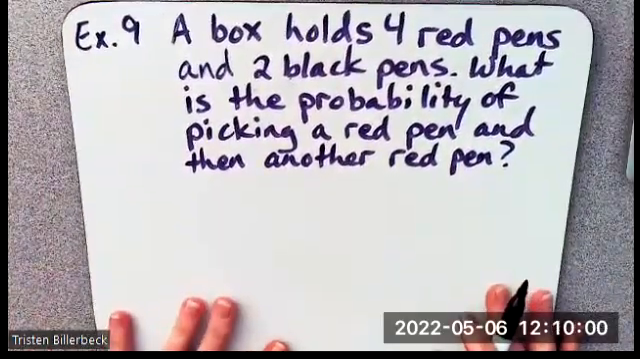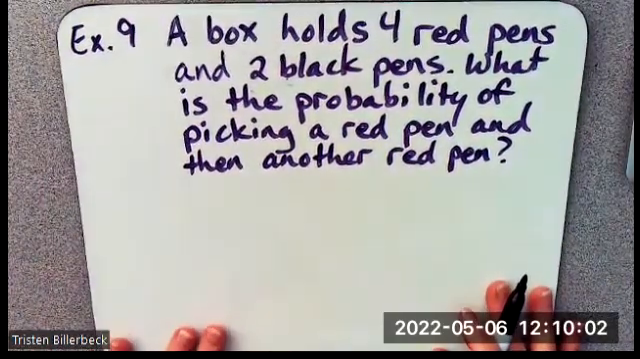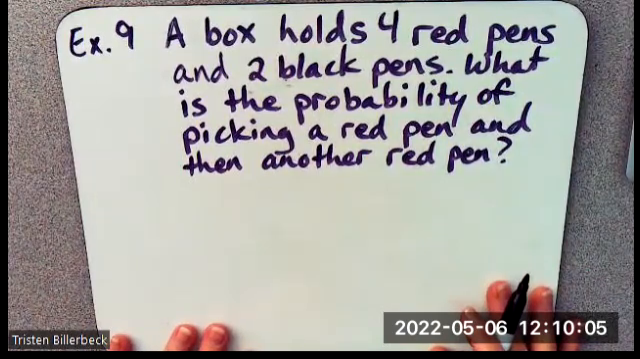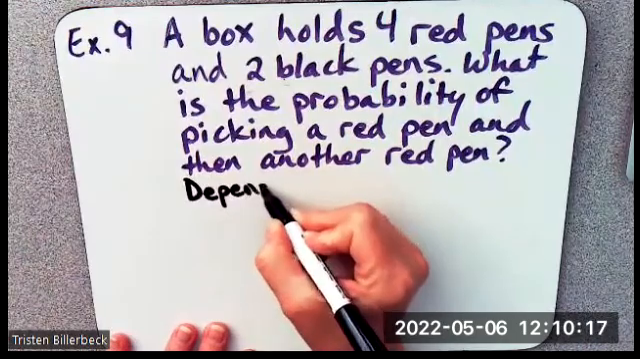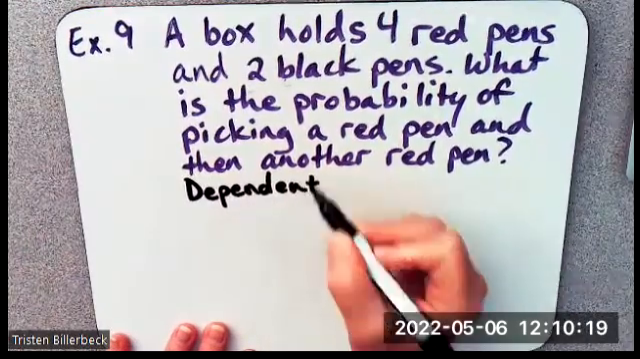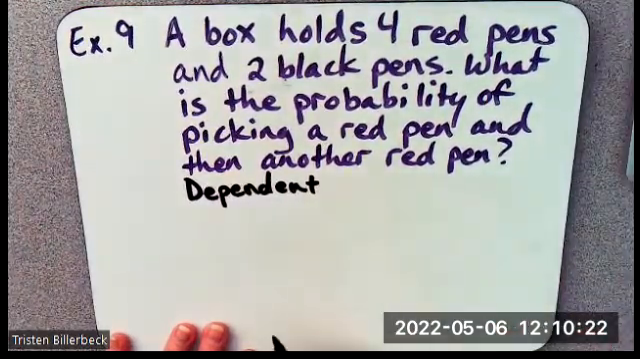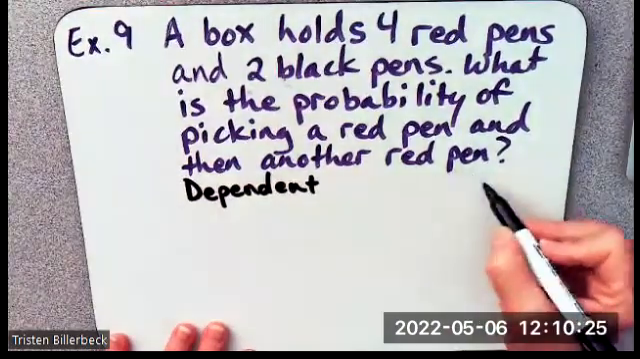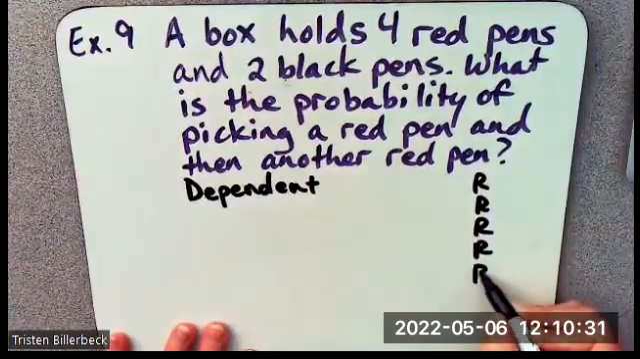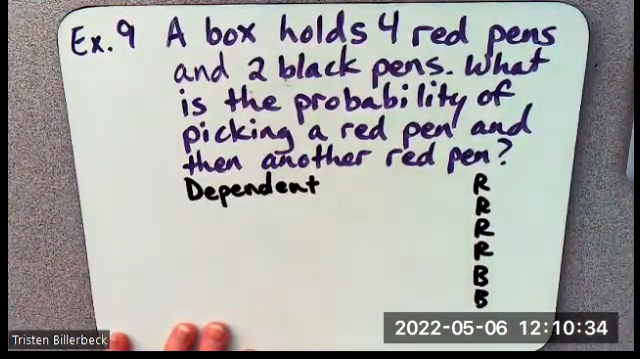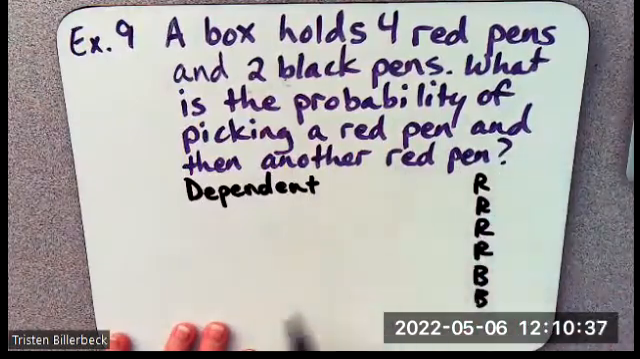All right, let's do our last example. So we have a box that holds red pins and 2 black pins. What is the probability of picking a red pin and then another red pin? Now, this is not independent. It's actually dependent. So let's look at why it's not independent. So our first pick, we have 4 red pins. So red, red, red, red. And we have 2 black pins.